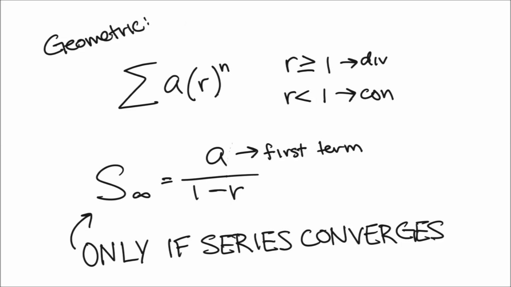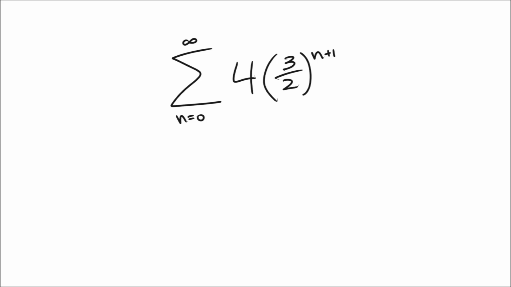Even if there is an a in the general term, like in the example sigma 4 times 3 halves to the n plus 1, even though a is 4 in the general term, you don't use 4 as the numerator in the sum formula.